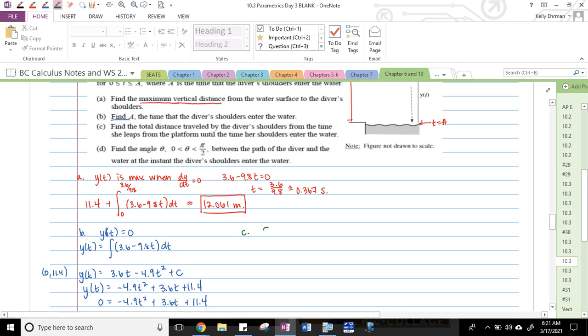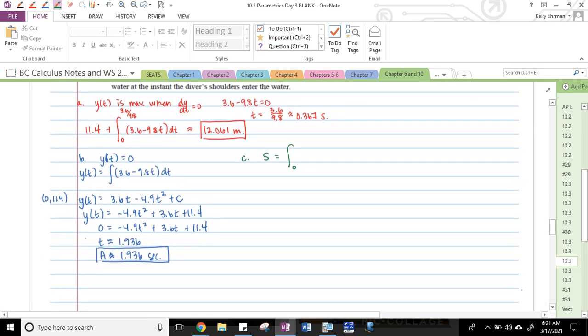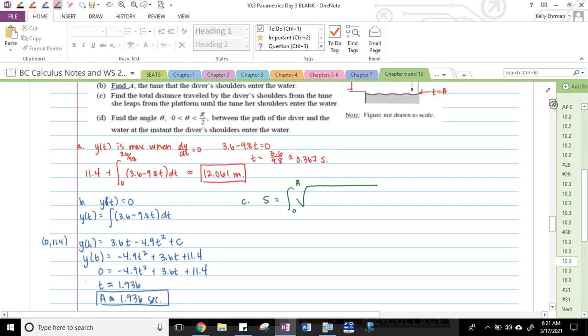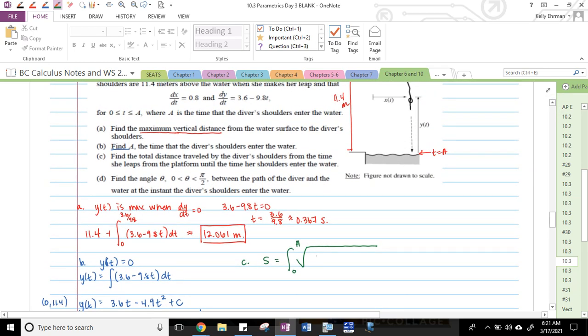So we're going to say that S is equal to the integral from 0 to a, or you can write out 1.936, and so on. We're going to use all of a, though, unrounded. The integral from 0 to a of the square root of dx/dt squared plus dy/dt squared. You could probably just write dx/dt squared and dy/dt squared, but they're also not very long, so when they're short enough, I just write them in. Just feels more thorough.